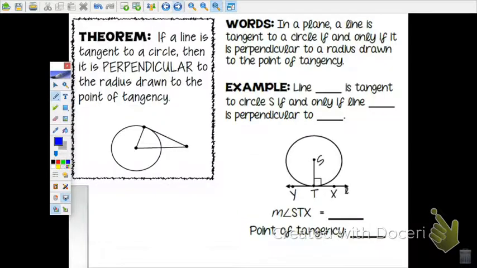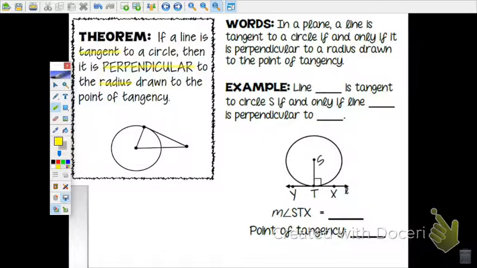So if you flip ahead in your notes to a page we have not worked on yet before, we have two theorems that we're going to work with today. So on the left side, on the front, when you have it folded, you have this theorem that says, if a line is tangent to a circle, then it is perpendicular to the radius drawn to the point of tangency.